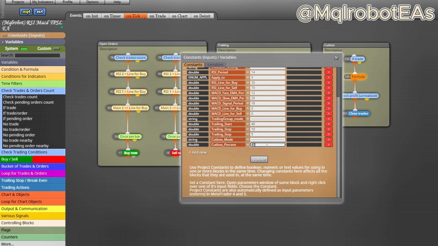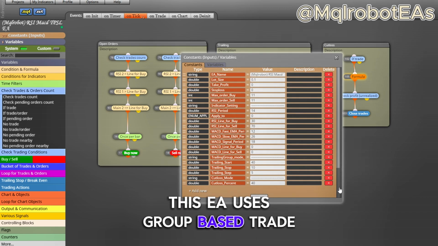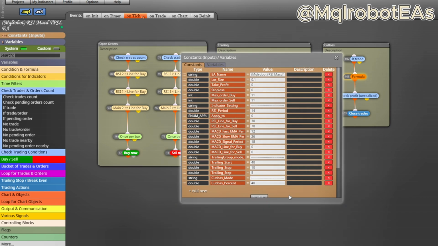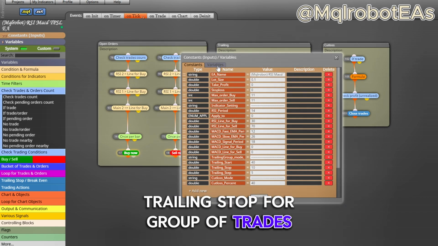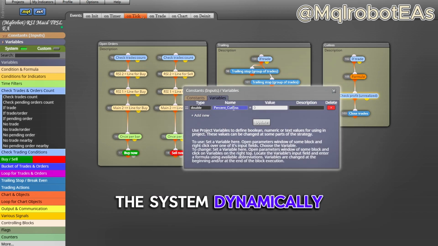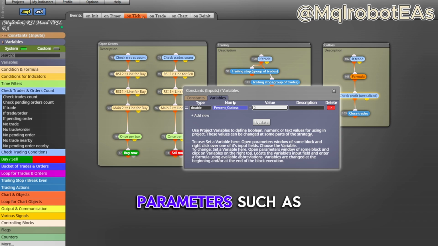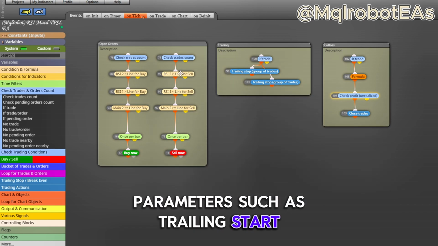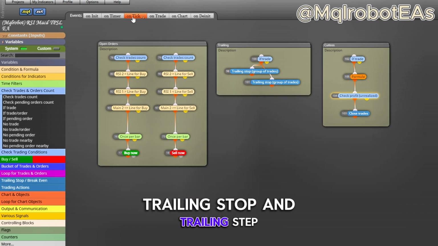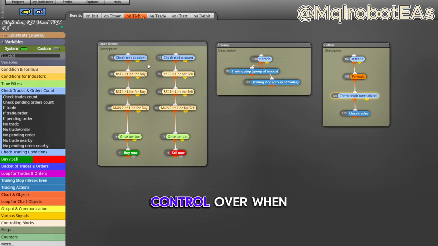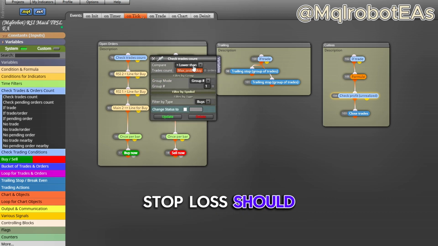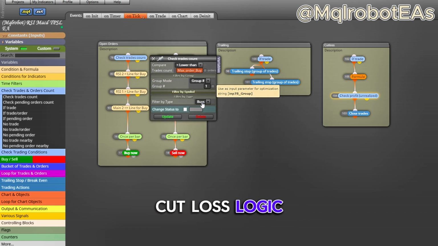Trade management. This EA uses group-based trade management techniques. Trailing stop for group of trades. The system dynamically adjusts the stop loss as the market moves in your favor. Parameters such as trailing start, trailing stop, and trailing step give you full control over when and how the stop loss should shift.